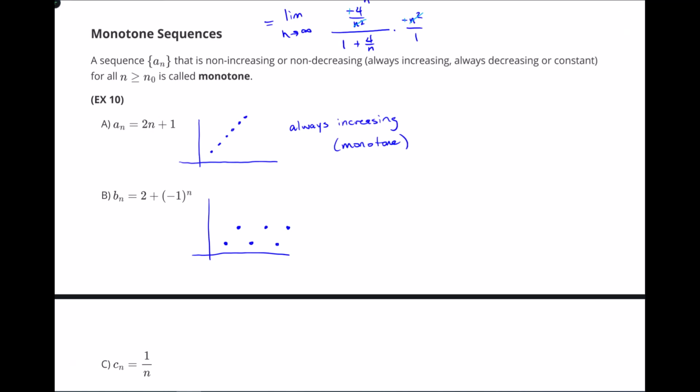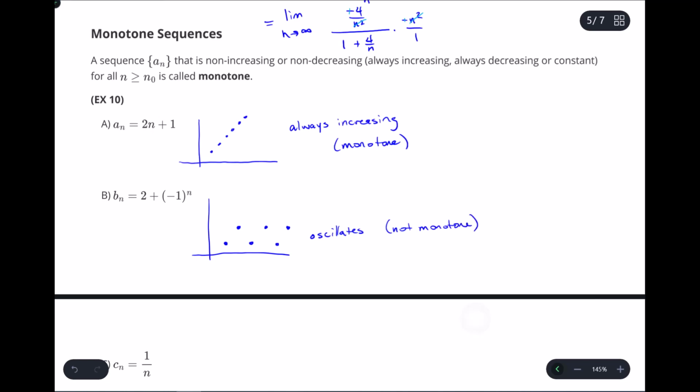So the thing is, it's increasing from one point to the next when you have odd values, and then it's decreasing, then it's increasing, then it's decreasing. It's flip-flopping, it's oscillating here. So if it oscillates like this, it's not a monotone sequence.